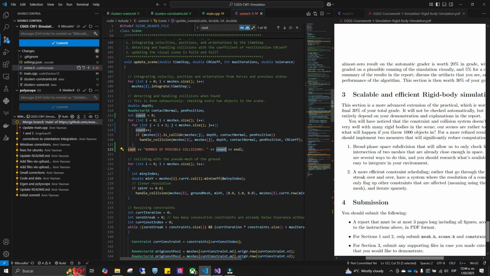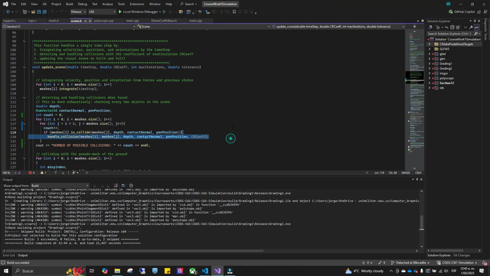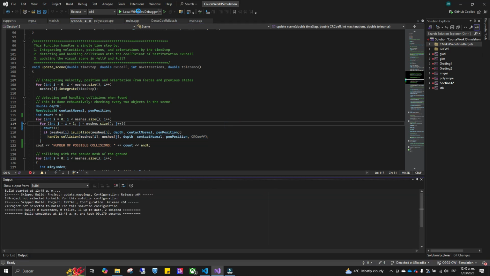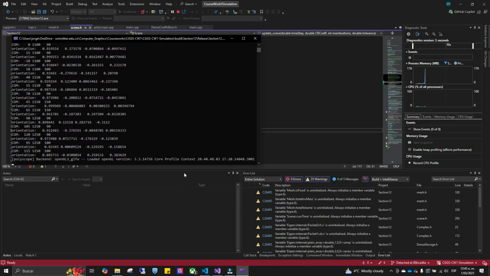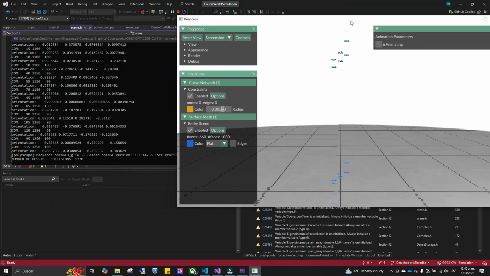And what I did is change this part of the code that exhaustively checked every two objects in the scene to detect and handle collisions. So this is the original behavior. I am printing out the number of collisions processed at every delta time.